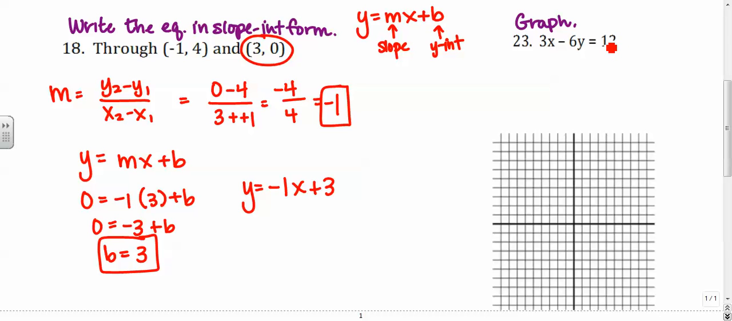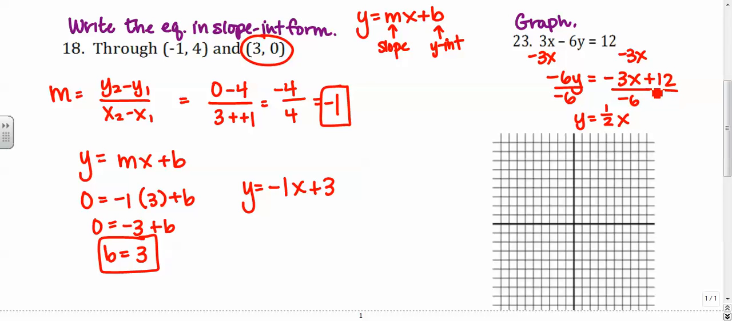I would like to graph it by getting it into slope-intercept form. So I'm going to do that by moving the x's to the other side away from the y's. So now I have negative 6y equals negative 3x plus 12. Remember, put those x's out front because that's what it's like in the format. And then divide everything by negative 6. Okay, so y equals negative 3 over negative 6 reduces. Both of the negatives cancel. I'm going to write that as 1/2 x. And then 12 over negative 6 is negative 2.